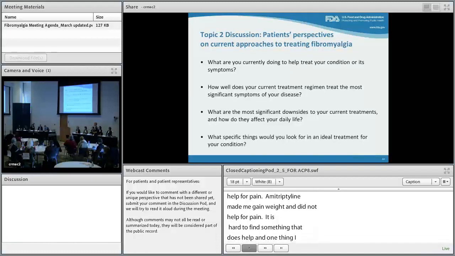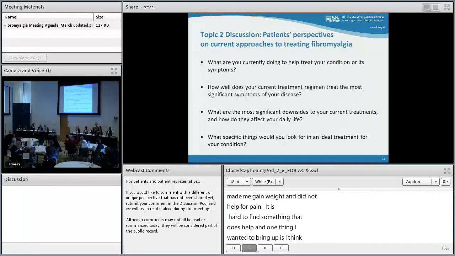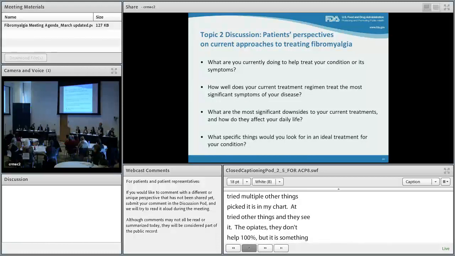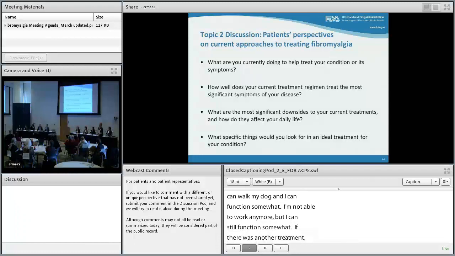And one thing I wanted to bring up is I think doctors, when they see something doesn't work for you and you are on opiates, I feel like they look at you as drug seeking, even though it's well documented that I've tried multiple other things. It's in my chart. They see it. And the opiates, they don't help 100%. But I can get out of bed and I can walk my dog and I can function somewhat. I'm not able to work anymore, but I can still function somewhat. If there was another treatment, sure, I would love to take it, but for now, this is what works.